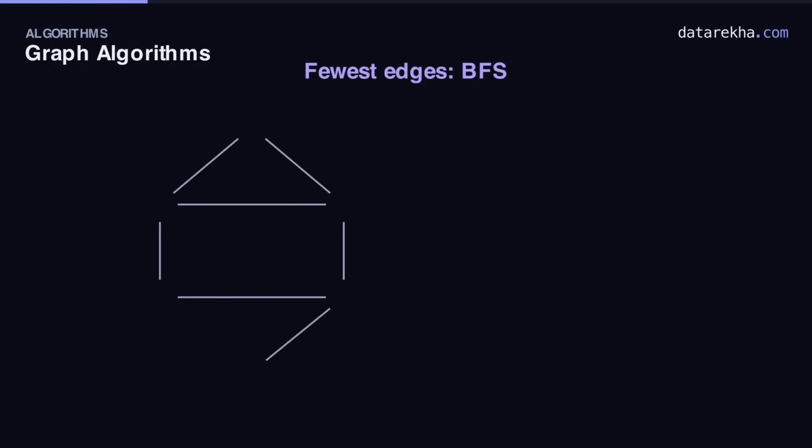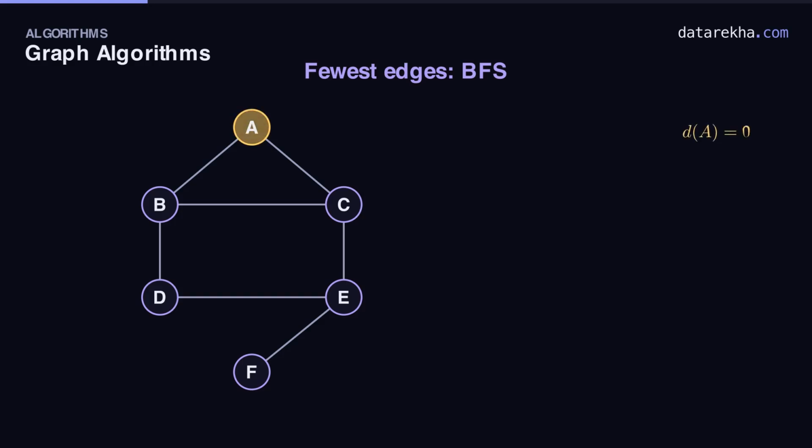Start with the simplest version. Forget the weights for a moment and just ask, what's the fewest edges from a start vertex to every other? When all edges count the same, breadth first search answers it perfectly. Grow outward from A in rings. Level 0 is A itself, distance 0. One step out. The neighbors of A, B and C, both at distance 1.